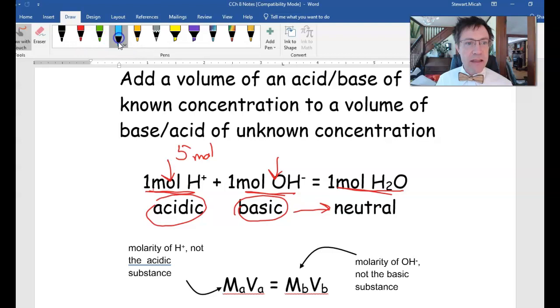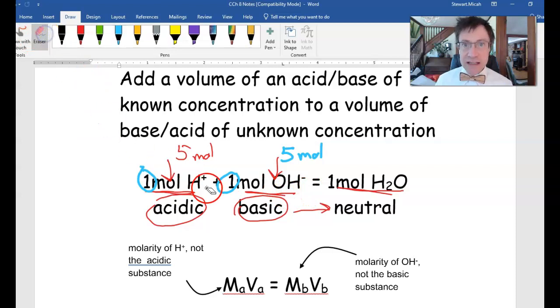I'll give you a minute to think about it. Yeah, 5 moles. Do you dig what I'm saying? Because it is a 1-to-1 ratio, right? So that's basically the math. The number of moles of hydrogen is exactly equal to the number of moles of hydroxide, and that is how it's going to help us out here.